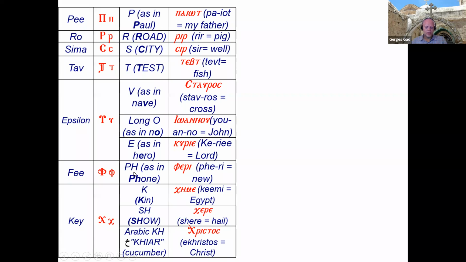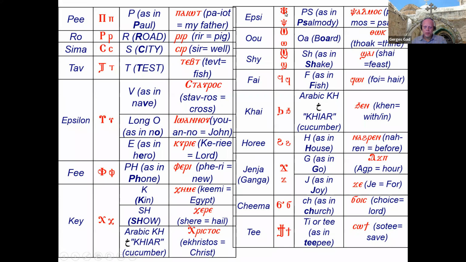Phi is F, or like the PH sound. Ki is K most of the time, and then sometimes in some Greek words, could be the sh sound, like sherry, or it could be the kha sound, like Christus. Then we have Ipsi, which looks like a harp. Ps, that's the ps sound, like the psalms, like psalmos.